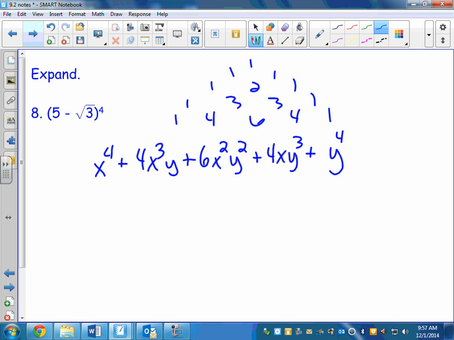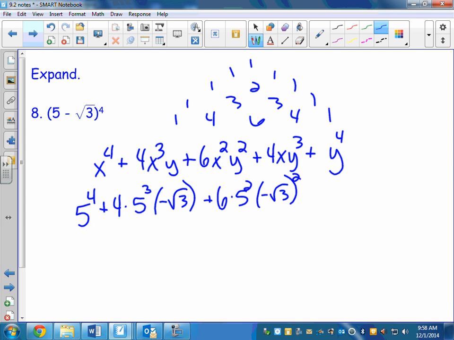So, this is exactly what we've been doing. I just threw a square root in there because I don't want you giving me decimal answers with the square root or fractional exponents. Which means you have to think sometimes of how to simplify a square root. If you can't simplify it, then just leave it as a square root. So, I would say 5 to the 4th plus 4 times 5 to the 3rd times the negative square root of 3 plus 6 times 5 squared times negative square root of 3 squared plus 4 times 5 times negative square root of 3 to the 3rd plus negative square root of 3 to the 4th. What's next? That was the last.